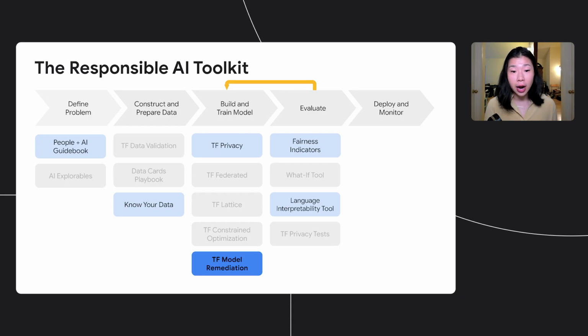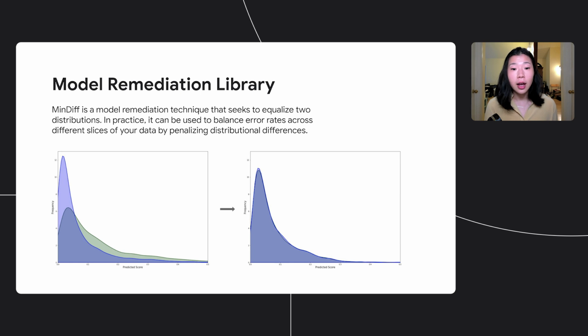Now that we have a better grasp of what might be the underlying problem, we can use the model remediation library to retrain and improve our model. As part of the library, we partnered with responsible ML research teams to launch MinDiff, a technique that can balance error rates across different slices of your data. It works by penalizing distributional differences between these groups.